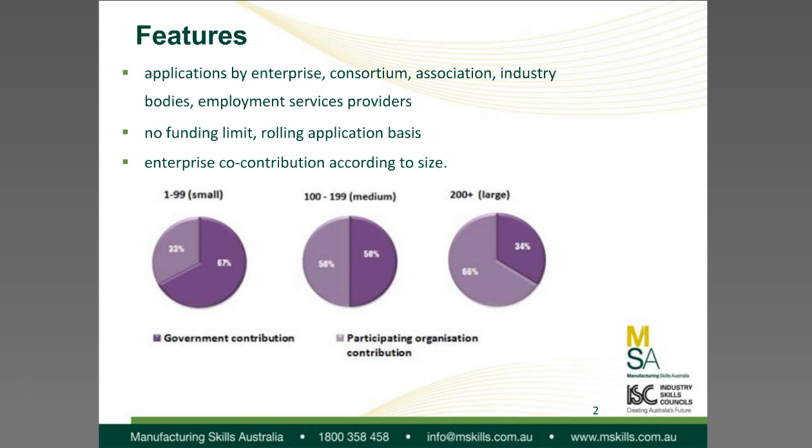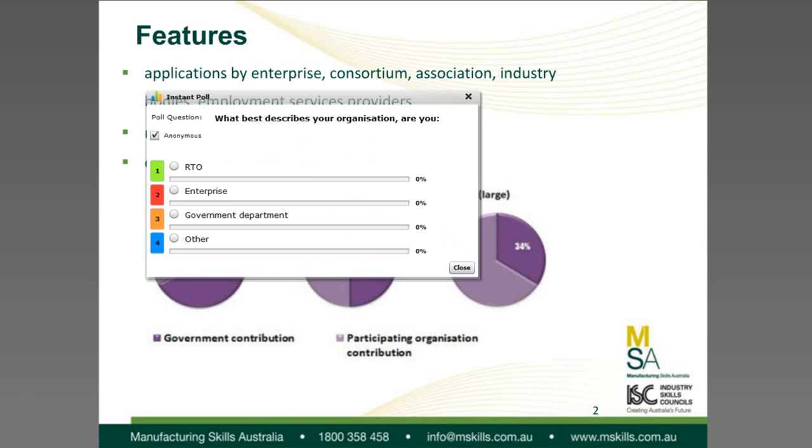Okay, well, let's run another poll so we can gain some understanding of what types of organisations are represented this afternoon. You can see on your screen it says, what best describes your organisation? Are you A, an RTO, B, an enterprise, C, government department, or D, other?